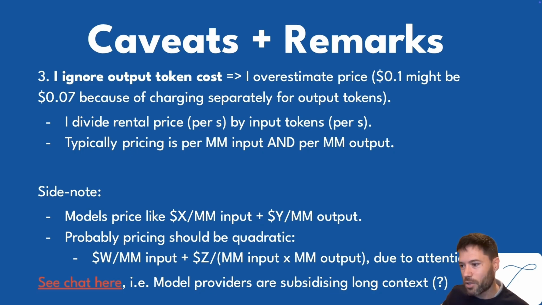And probably the pricing should be more quadratic. Like you maybe have some cost per input tokens, but then you should have some unit cost multiplier times the product of the input and output. And this is because of attention.